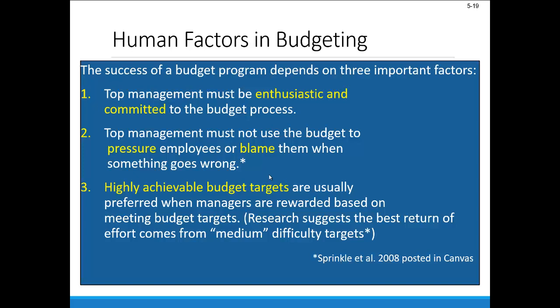Now, research would suggest that the best return of effort comes from quote unquote medium difficulty targets. Things that people have to work pretty hard to reach, but not so hard that they think it's impossible before they even start. And there's some research in accounting on this as well. I put a paper out there in that research folder, Sprinkle et al. 2008, that looks at the effects of these things on effort and risk taking.